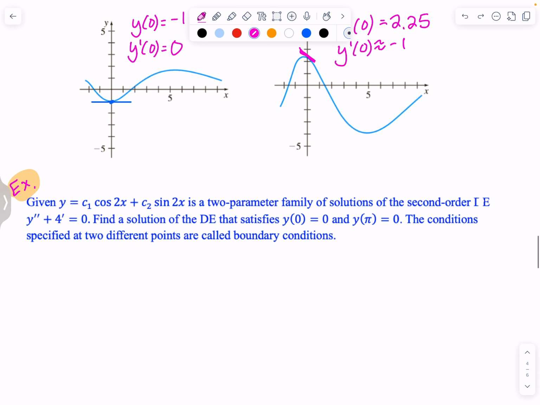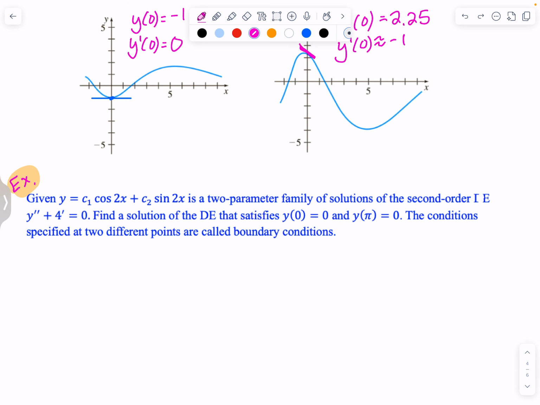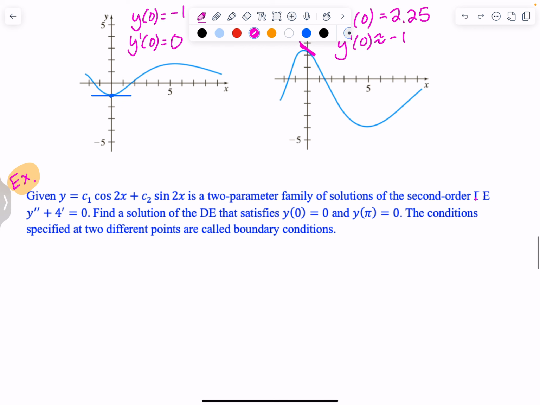Given this, it's a two-parameter family of solutions of the second-order DE, and they gave me the DE. Find a solution of the DE that satisfies, and they gave us those two conditions. So we're going to use those two conditions. This is called a boundary value problem. So this is a BVP, boundary value problem. And the reason it's called a boundary value problem is right here.